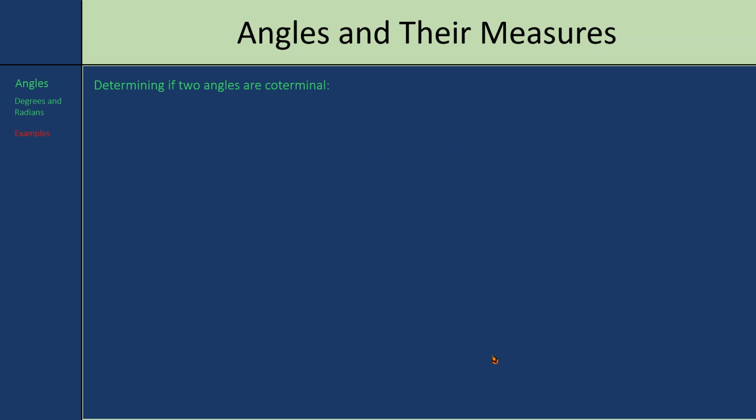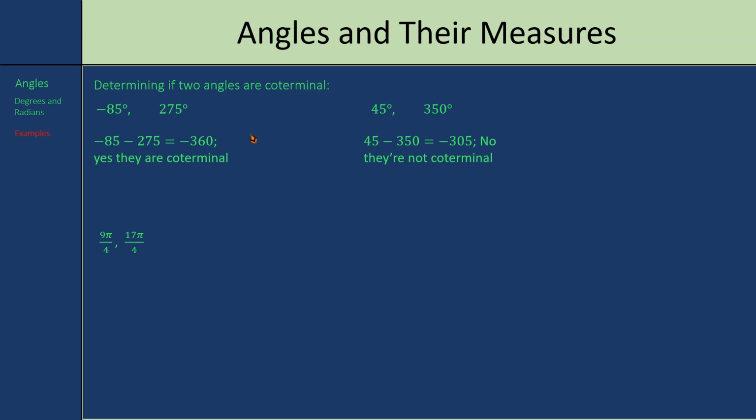All right, determine if two angles are coterminal. So this angle and this angle, are they coterminal? If they're coterminal, the difference between them has got to be the full circle, so 360 degrees. So I take one, subtract the other. I get negative 360. Yes, they are coterminal. Another example, 45 and 350. Take one, subtract the other. I get negative 305, not coterminal. Right? It's got to be 360. In terms of radian, you subtract them and you should get 2 pi. Right? Full circle is 2 pi. So 2 pi means they are coterminal. If you get something different, then they are not coterminal.